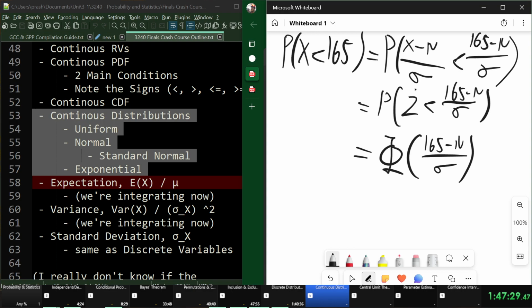If you have z and you have less than, or maybe less than or equal to, in this case it doesn't matter because you're using a continuous variable. If we have this formation and we have this number on the right hand side, it is the same as this phi of the certain number. What does phi mean? It is just the CDF of the standard normal function.